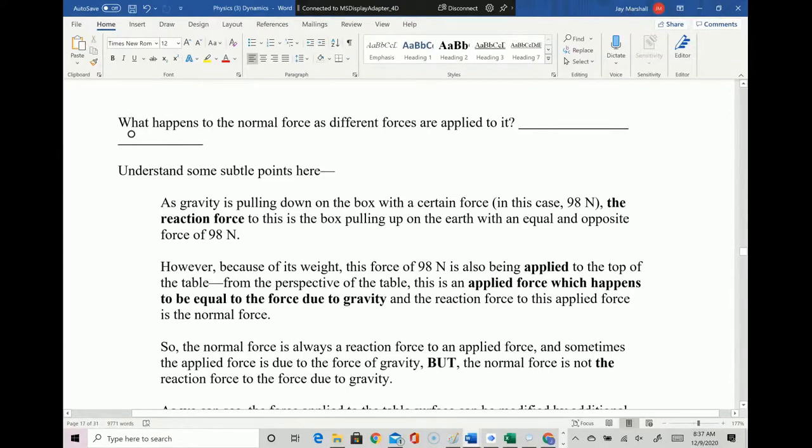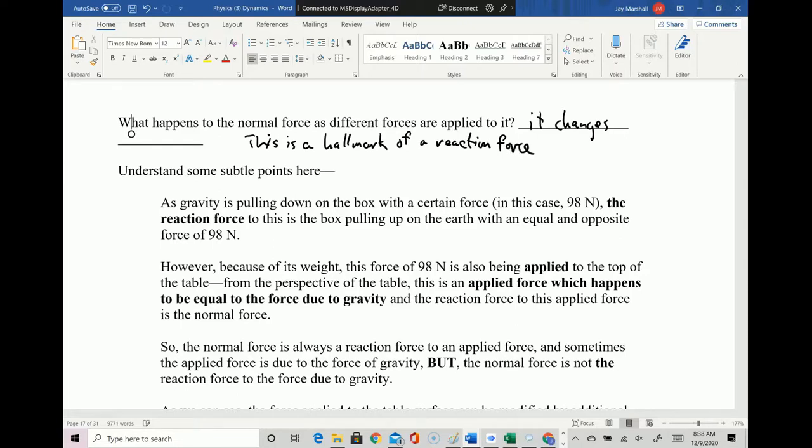Okay, what happens to the normal force as different forces are applied to the box? It changes. And this is a hallmark, and I'm just going to write this out here. This is a hallmark of a reaction force.